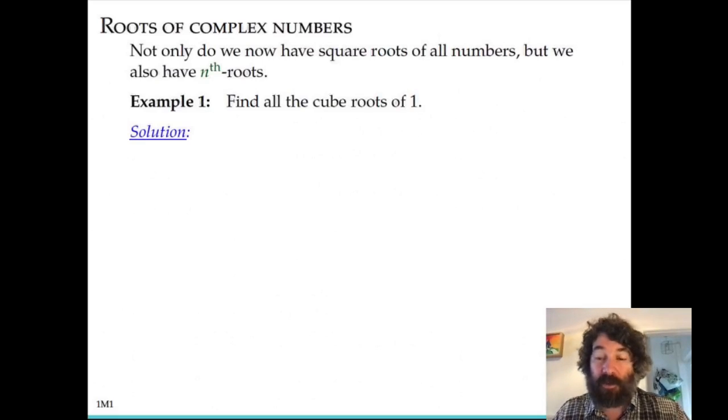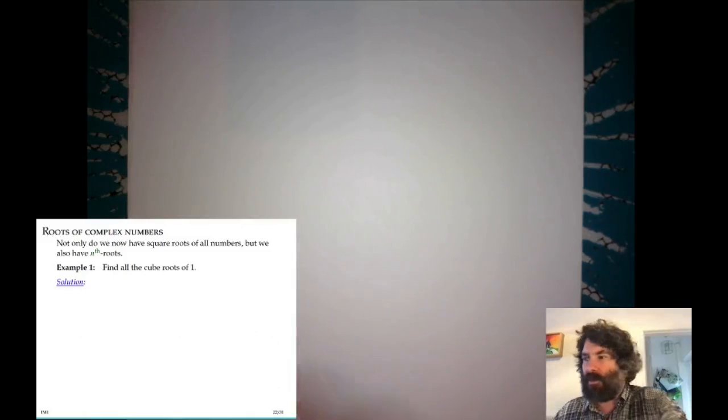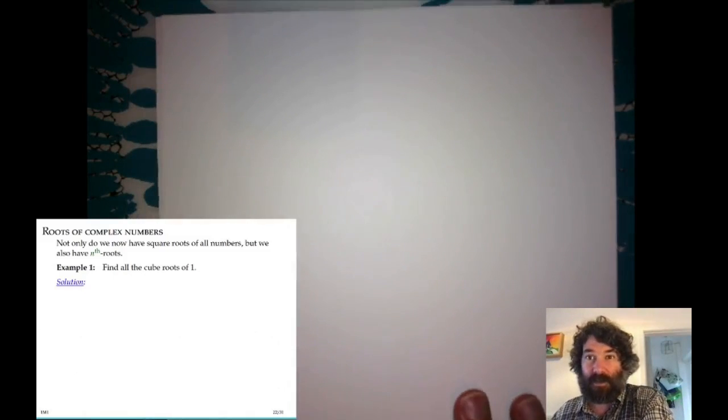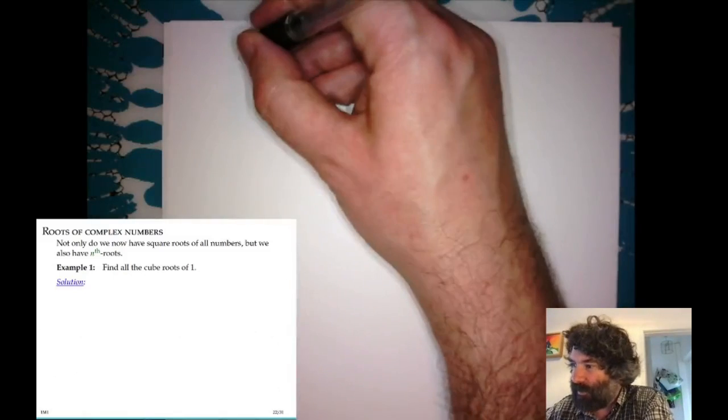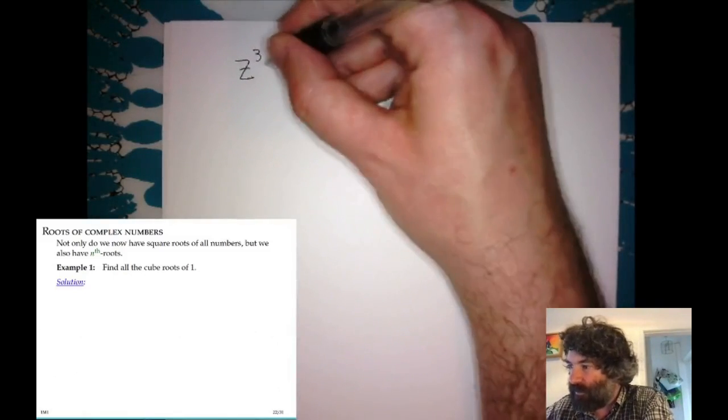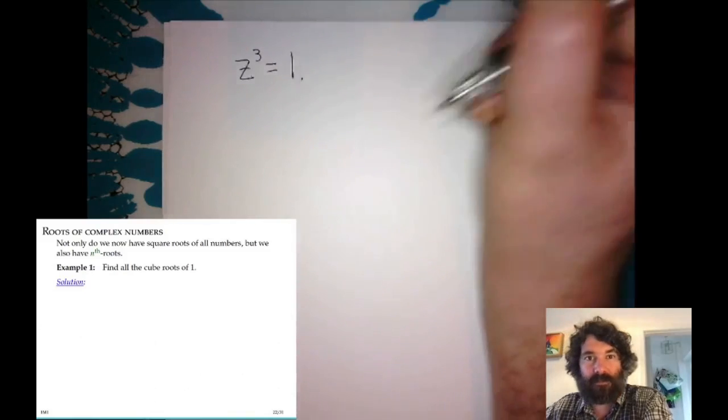Another application of Euler's formula in the exponential form is to find the square roots of numbers, or nth roots of numbers. And so let's look in particular at the cube roots of 1, just as an example. Find all complex numbers that are cube roots of 1. That means complex numbers that when you cube them, you get 1. So if we want to find a complex number z that is a cube root of 1, that means it's a solution of this equation, z cubed equals 1.